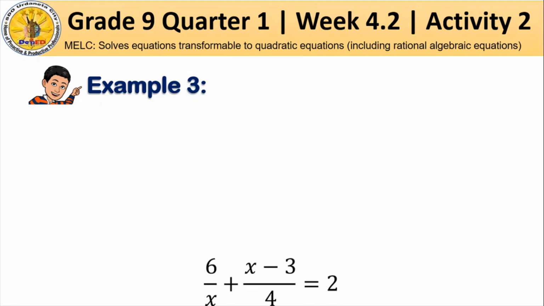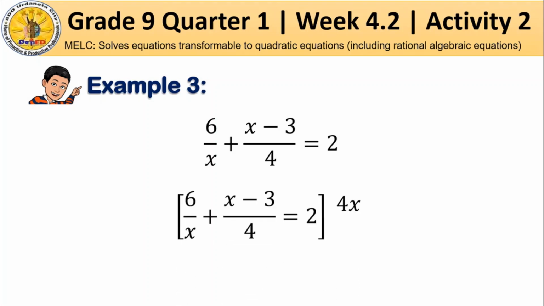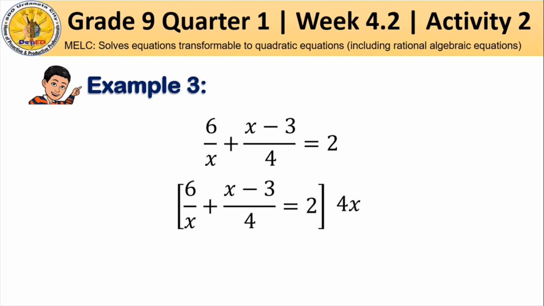Next example. 6 over x plus x minus 3 all over 4 is equal to 2. First, we need to multiply the LCD to the whole equation. That is 4x. Then, each term inside the grouping symbol should be multiplied to the LCD. 6 over x times 4x is 24. X minus 3 all over 4 times 4x is x times the quantity x minus 3. That is equal to 2 times 4x.